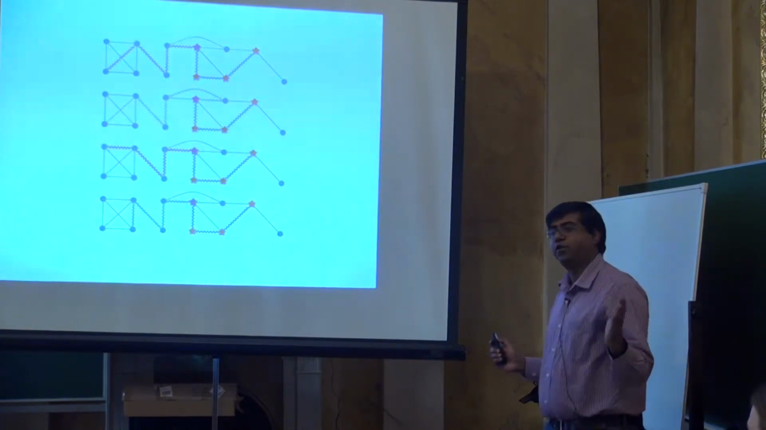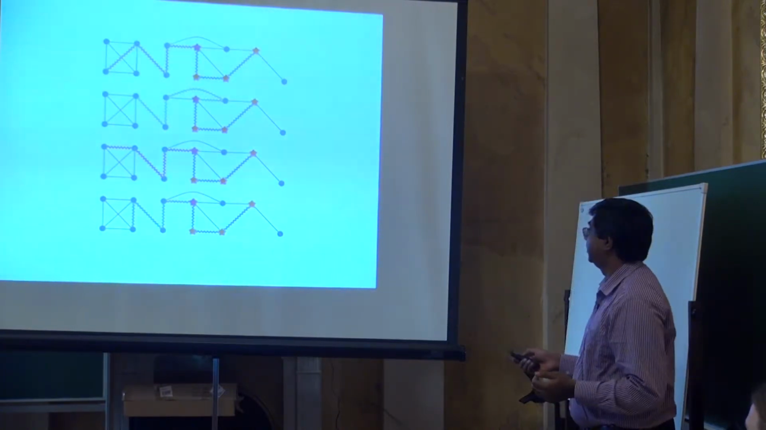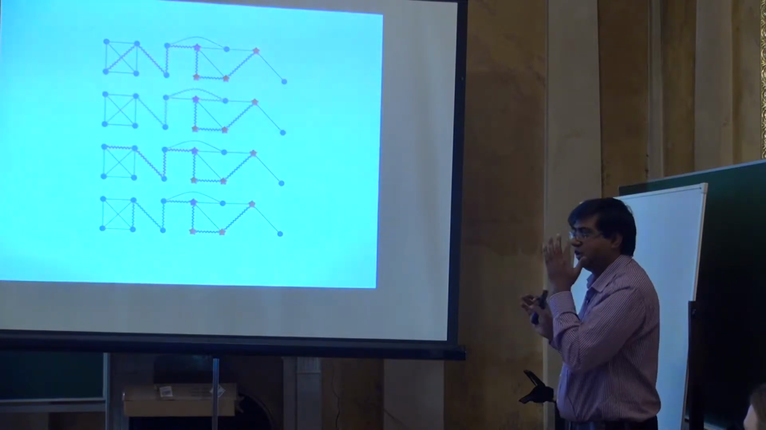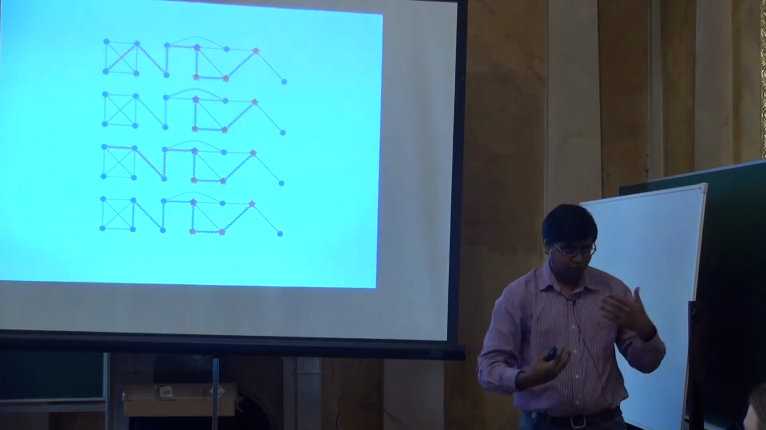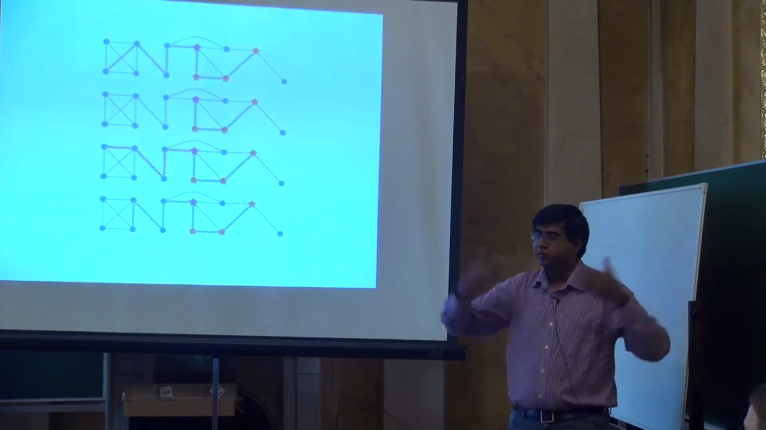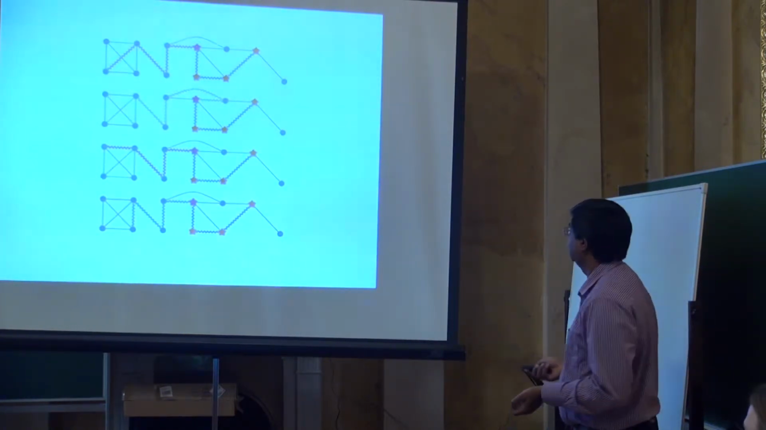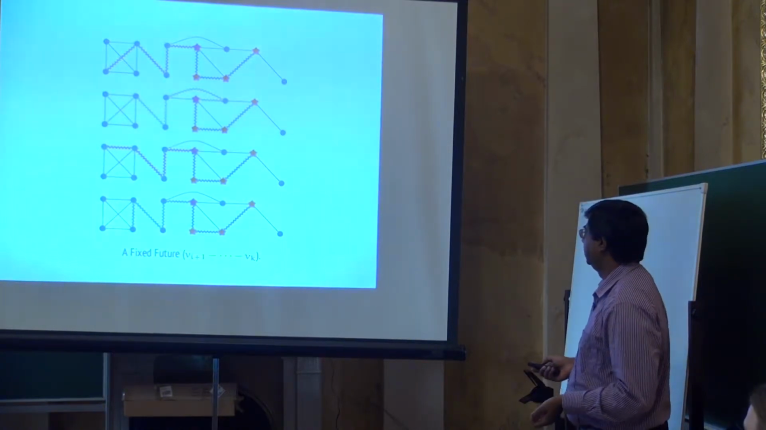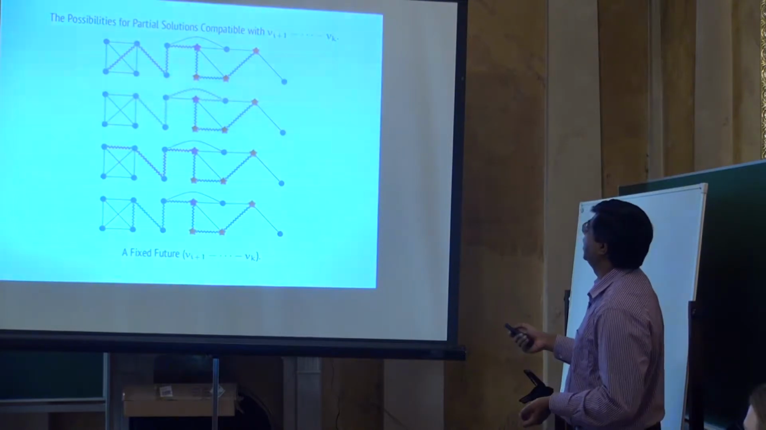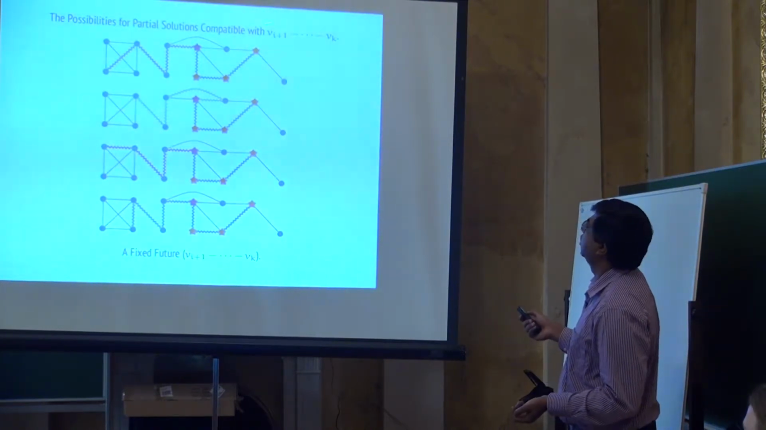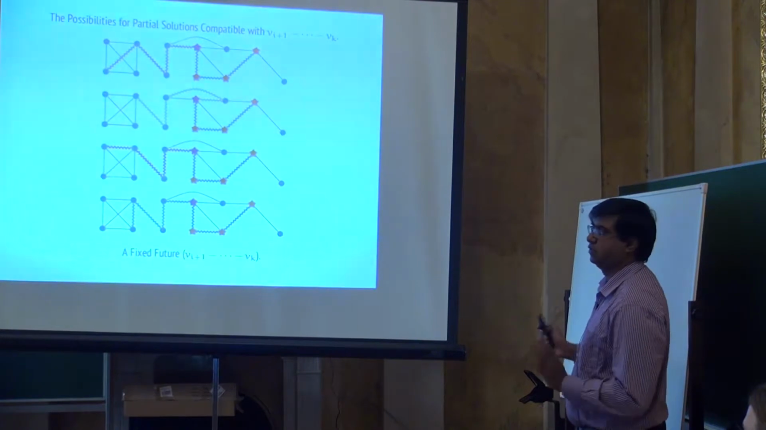Because that's good enough for us to do dynamic programming, so that I'm not missing anything. Think of this as an adversary. You don't know what they will give you, but you should have an answer for everything the future could provide you. So, right? A fixed future and the possibilities for partial solutions compatible with this fixed future. This is what it is.